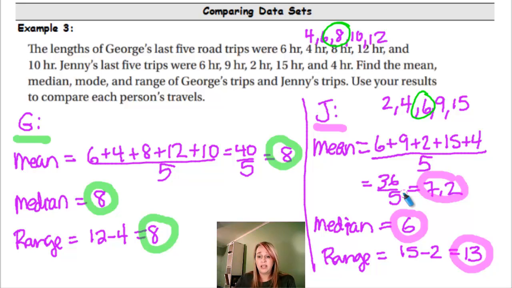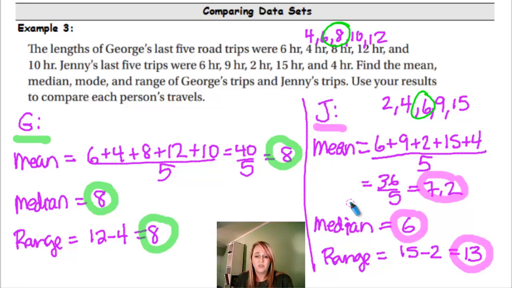I can also look at the average. On average, which by average we look at the mean, Jenny's trips were a little bit shorter than what George's were. Jenny's mean was 7.2 and George's was 8. So on average, hers were shorter. And the median, the one right in the middle, was also smaller for Jenny than it was for George.